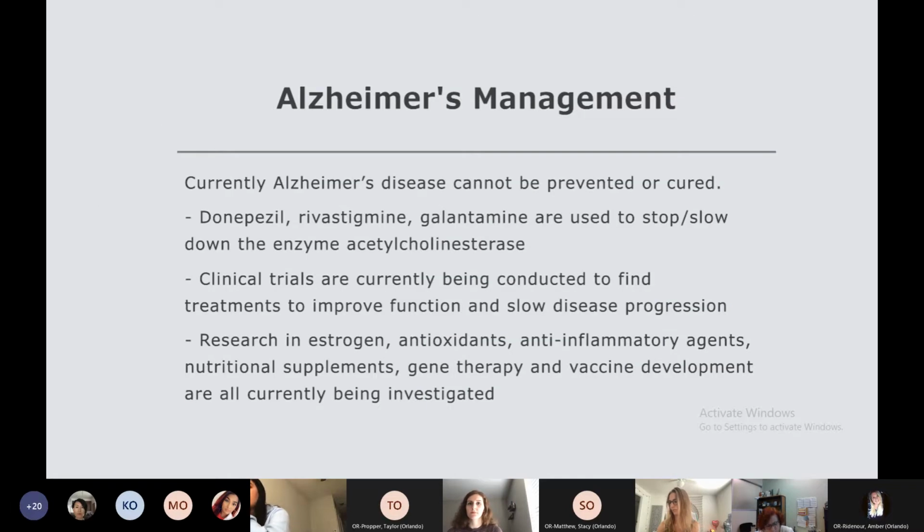And then for the Alzheimer's management, currently we know it can't be prevented or cured, but there are medications such as donepezil, rivastigmine, and galantamine that are used to stop and slow down the enzyme acetylcholinesterase. And there are clinical trials that are currently being conducted to find treatments to improve the function and slow the disease progression. There's actually a lot of funding that's being poured into these studies currently. There's also research in estrogen, antioxidants, and anti-inflammatory agents, nutritional supplements, gene therapy, and vaccine development that are also being investigated.